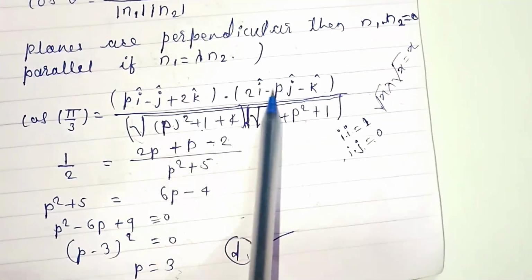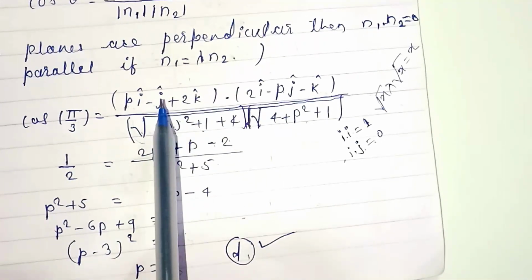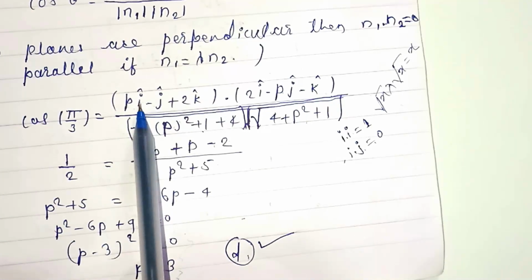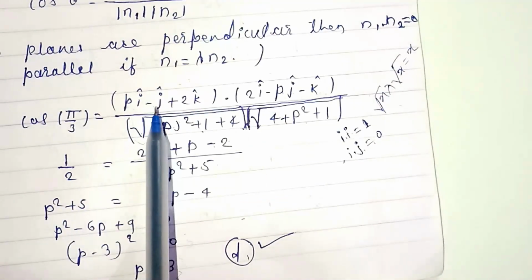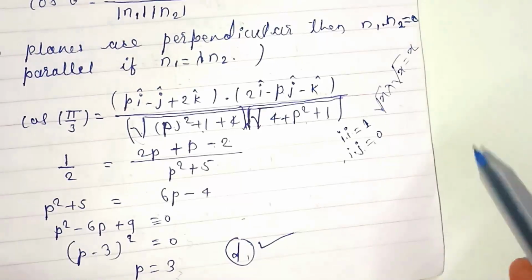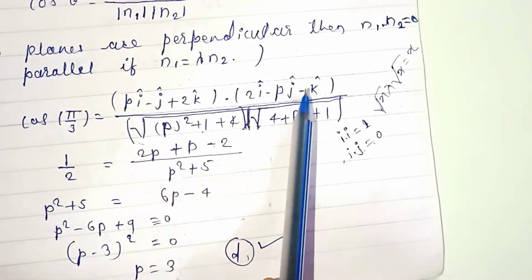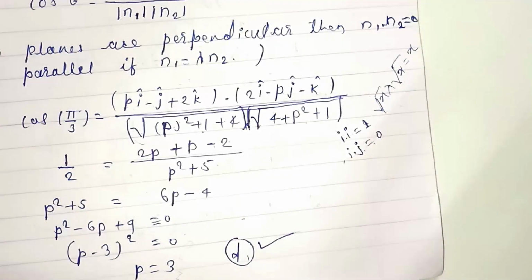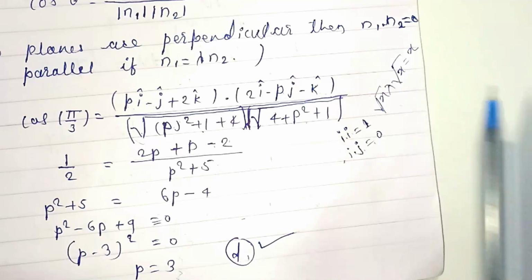So now we have to multiply these two brackets. When we multiply i cap into i cap, it always gives 1. But i cap into j cap, or i cap into k cap, always gives 0. Similarly, negative j cap into i cap goes to 0. Negative j cap into negative j cap, always remember, j into j always goes to 1. And similarly k cap into k cap is always 1.